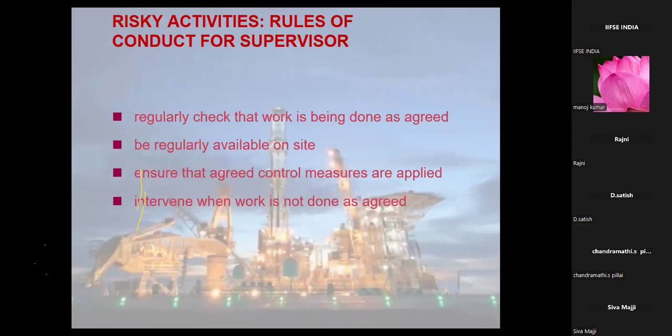Now, rules of conduct of a supervisor. Regularly check that the work is done as agreed. As agreed here means two ways. One is the production process document, that is the method statement or SOP. And the second one is from the HSE person, that is the risk assessment. Be regularly available on the site. Most of the supervisors you see, they don't take part much. I don't know here what the situation is. Ensure that all the agreed controls are applied. Intervene when the work is not done as agreed. That is deviation from the procedure, if you can observe.